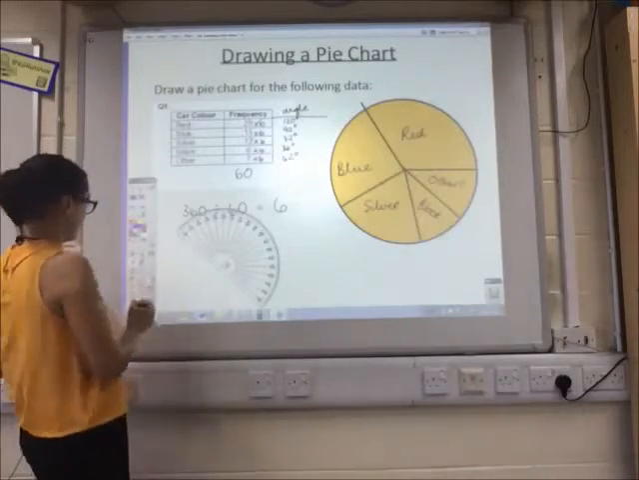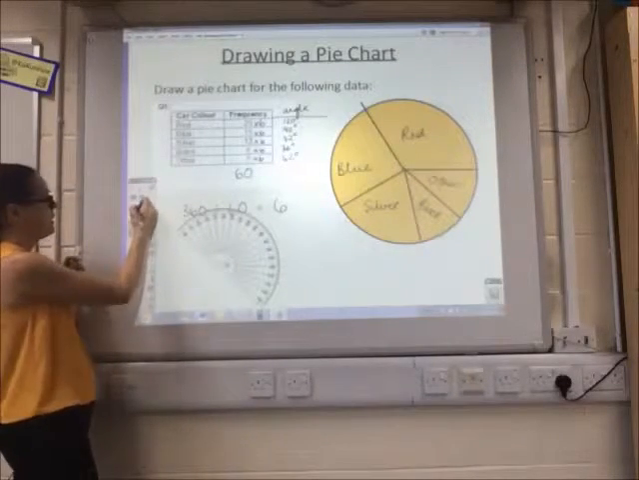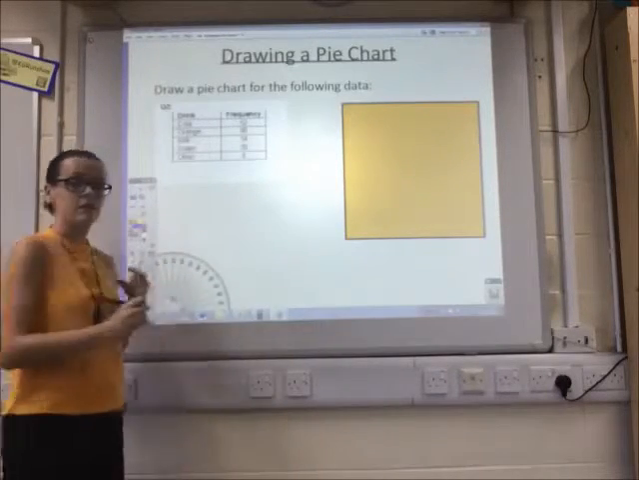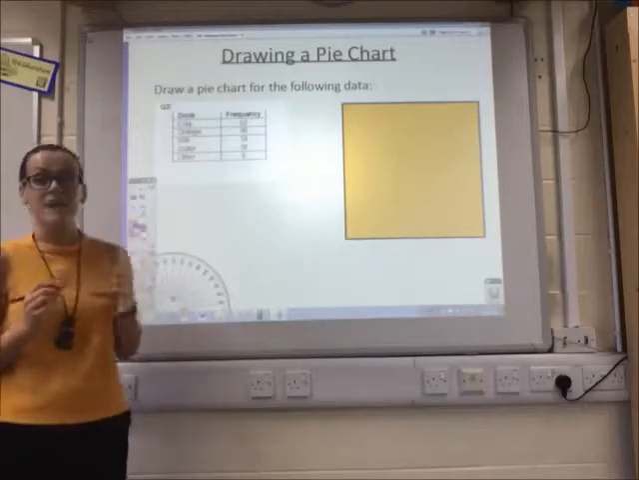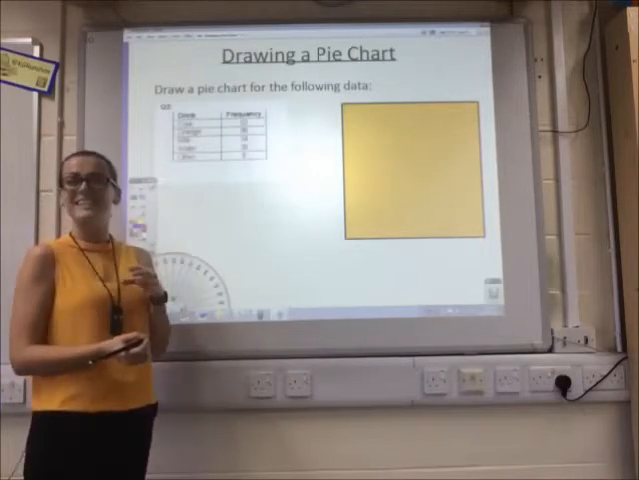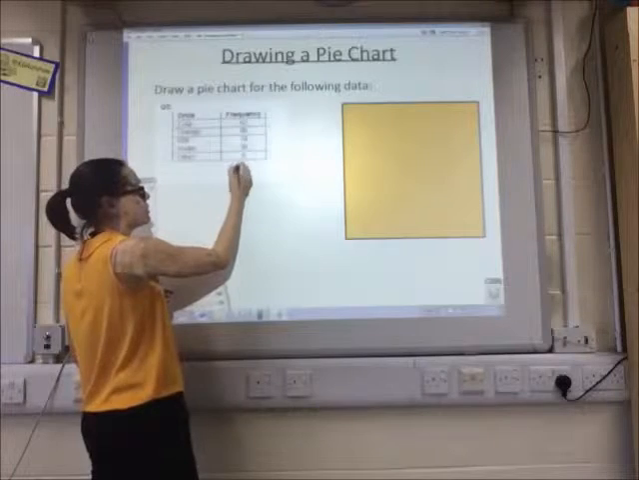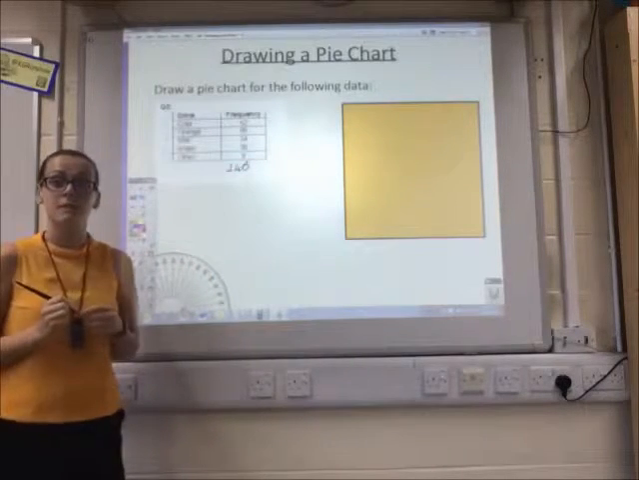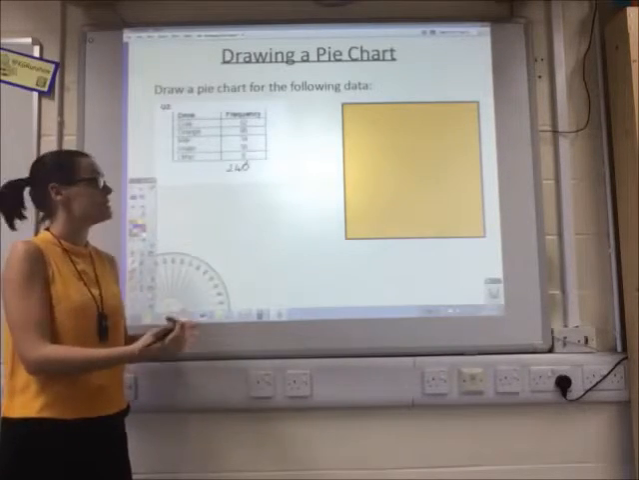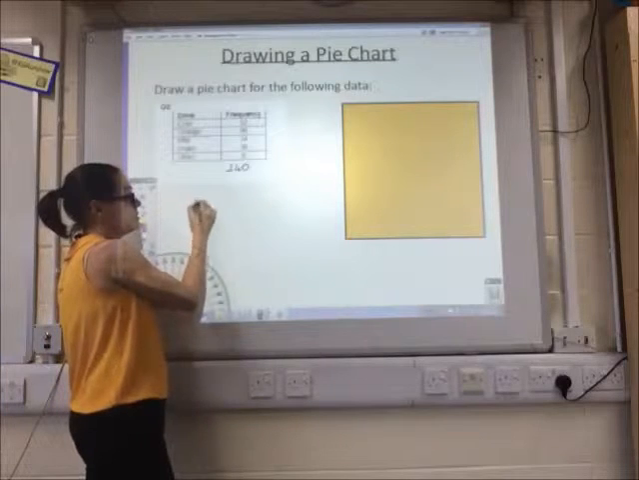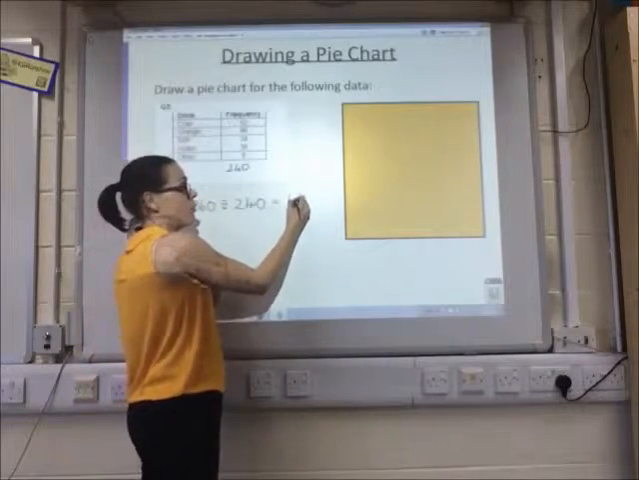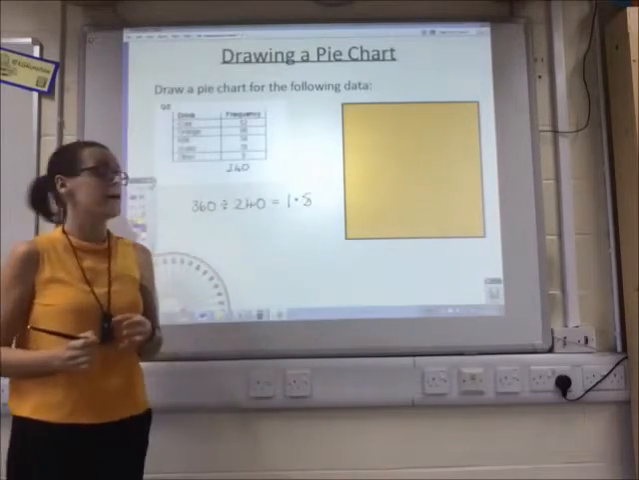Okay, so I'll go through the second example a little bit quicker and have a look at this one where we were talking about people's favourite drinks. So I'm going to follow exactly the same steps as I followed before. My first step was add up all the numbers in that frequency column. Again, use your calculator if you need to, and you'll find that that frequency totals up to 240 people in this pie chart. My next step was share the 360 degrees between the 240 people. So 360 divided by 240 tells us we've got 1.5 degrees this time for each person.